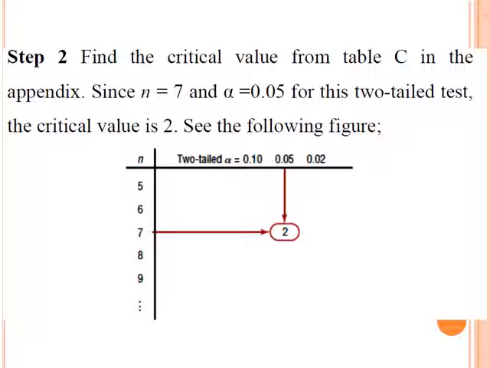This means that the level of significance is 5%, and we have a confidence level of 95%. This is a two-tail test, because we have yes or no, not greater than or less than. The critical value will be the intersection of the row where n equals 7 with the column for alpha equal to 0.05, so the intersection equals 2. So this is our critical value.